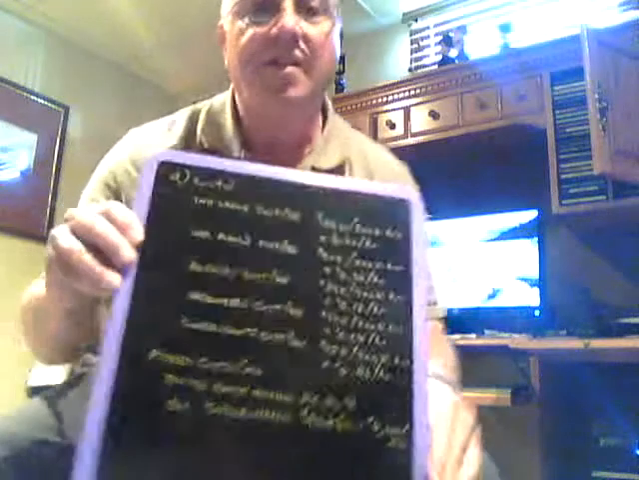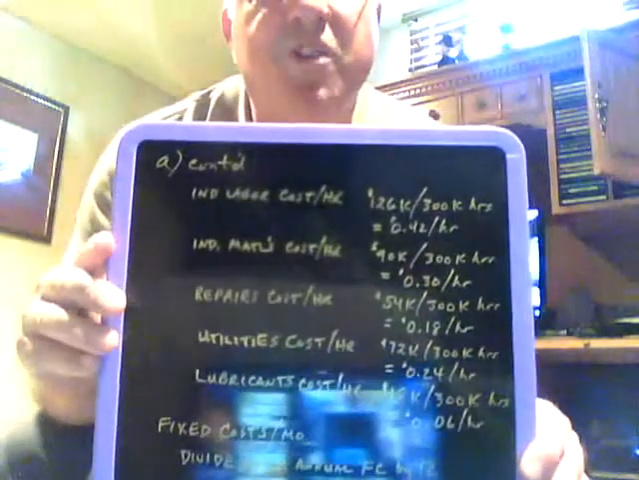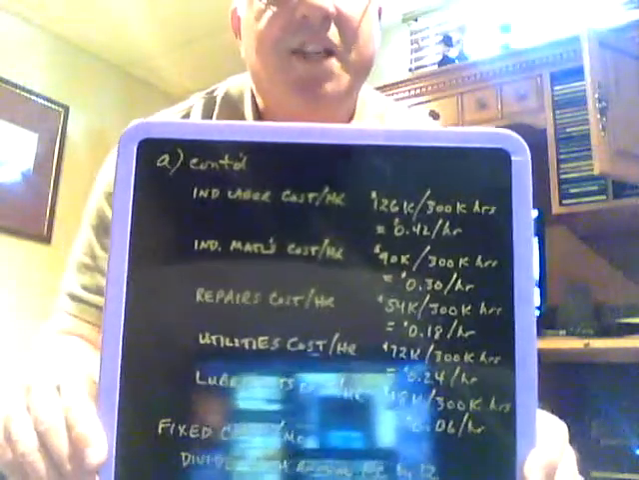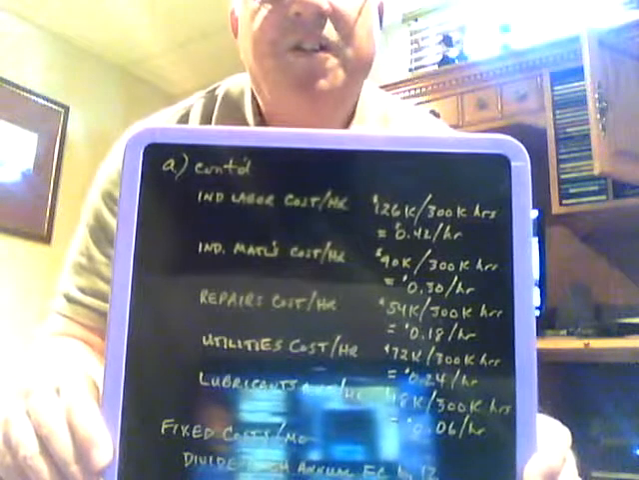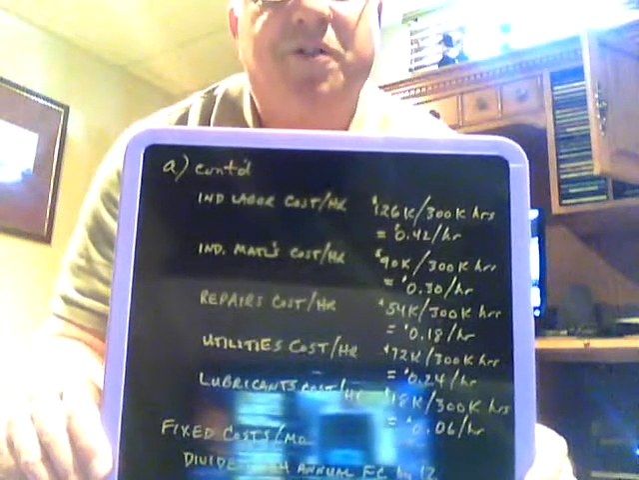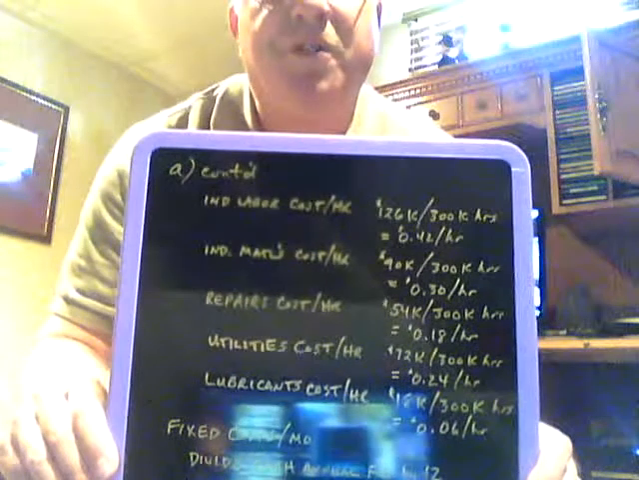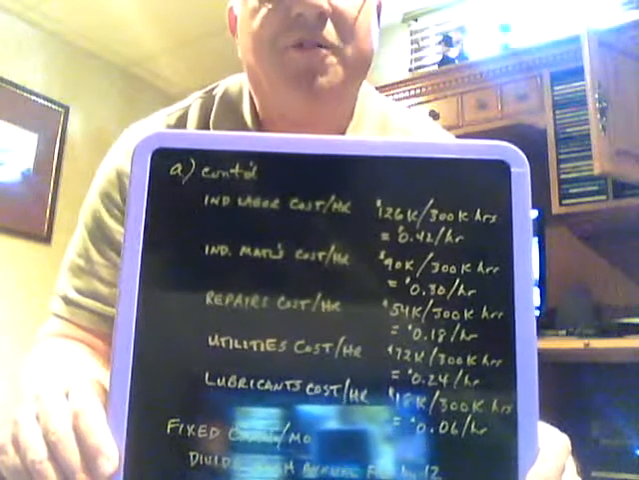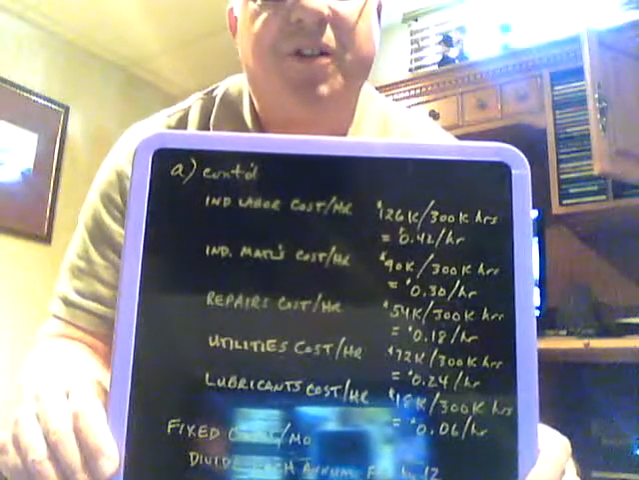Now let's take a quick look at how the variable costs were determined. And again, with the indirect labor, we were given a total annual 126,000 of costs for this item for indirect labor.